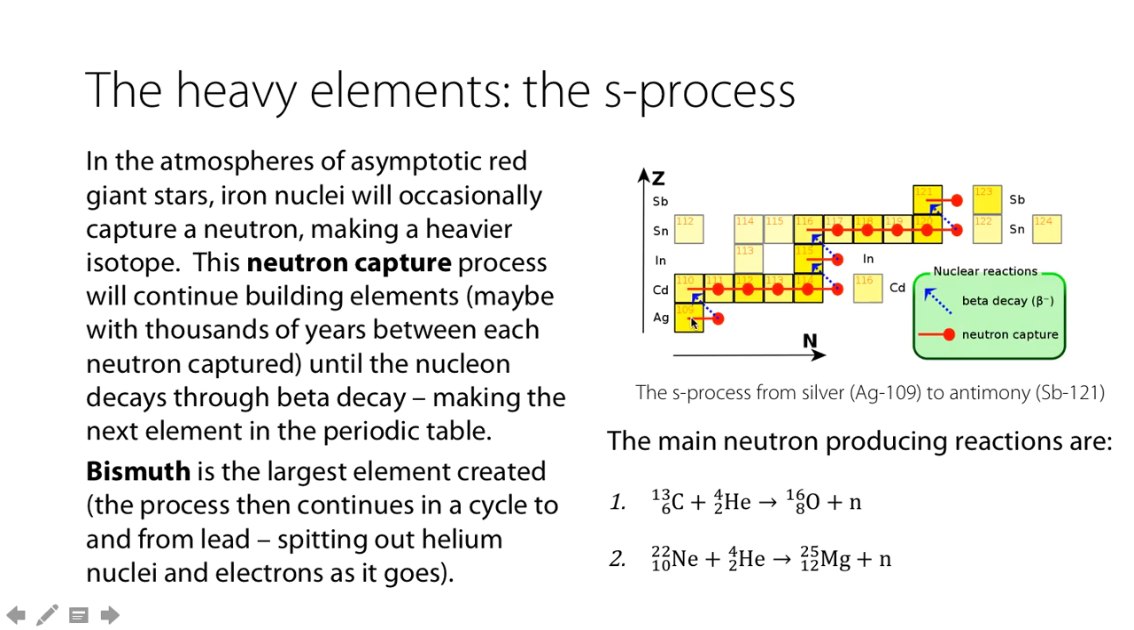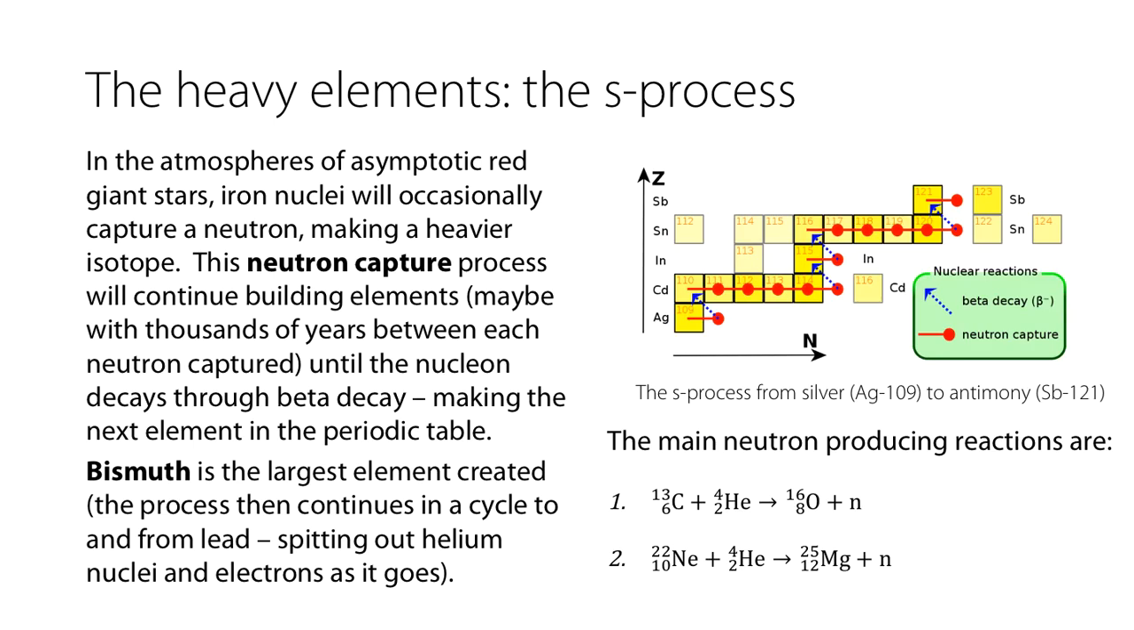Suppose you've got some silver-109. Along comes a neutron, and you get silver-110, but silver-110 instantly decays by beta decay to cadmium-110. Cadmium-110 will absorb a neutron and form cadmium-111, which will absorb a neutron at some point and form cadmium-112, then cadmium-113, then cadmium-114, then cadmium-115. But cadmium-115 is unstable, it decays by beta decay to indium-115, which absorbs a neutron, which decays by beta decay to tin-116, etc., etc.